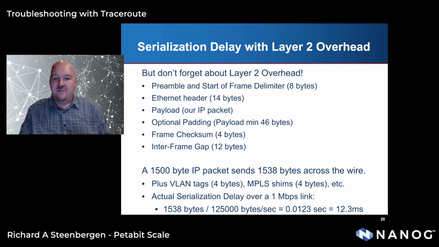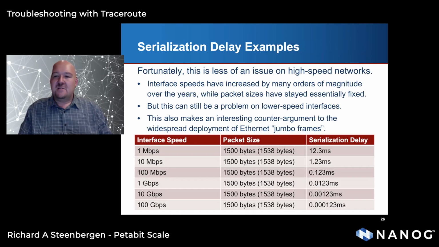But if you were to look at a pure simple Ethernet link, the actual serialization, instead of 12 milliseconds, it's 12.3 milliseconds because of the extra overhead that we've added doing the layer 2. So fortunately, this is less of an issue on high-speed networks.